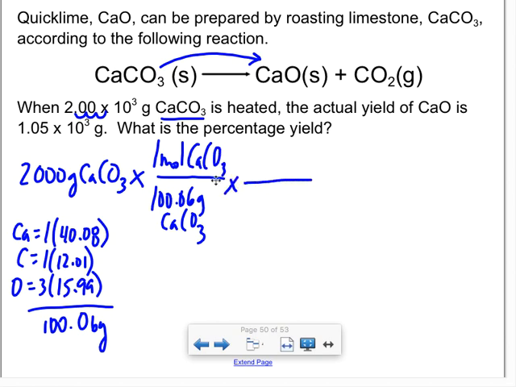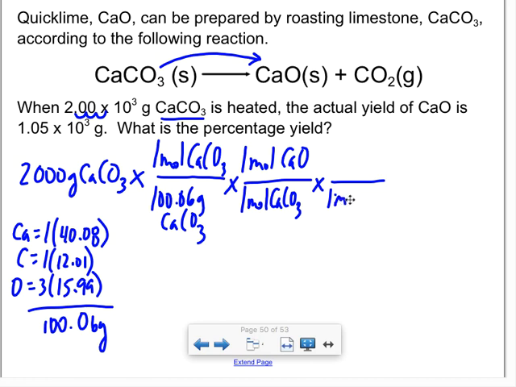So now I'm in moles of CaCO3, and I can use the mole ratio. Now my chemical equation here is balanced, and everything's a 1-to-1 ratio. So I'm going to go from 1 mole of CaCO3 to 1 mole of CaO. But I can't leave my answer in moles. I've got to get to grams because I want to compare the grams at the end here.